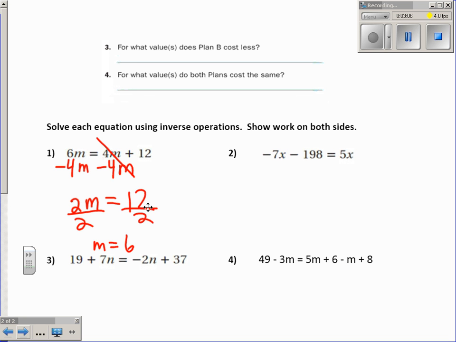All right, example number 2, I've got negative 7x minus 198 equals 5x. So I want to get that negative 7x out of there, and I want to combine it to the other side. Because it's a negative 7x, I'm going to add a positive 7x to each side. So those end up canceling out, and I'm left with negative 198 equals a positive 12x. I now have to go ahead and divide each side by 12. I'm going to get a negative answer. 12 goes into 19 once, remainder 7, so 12 into 78.